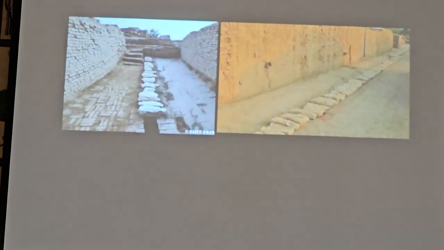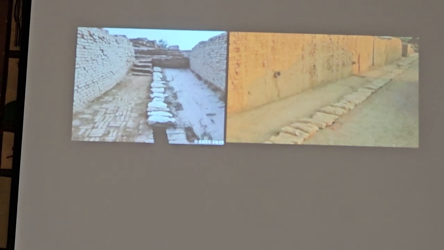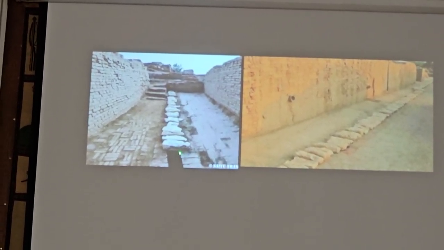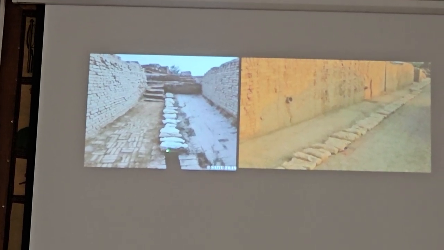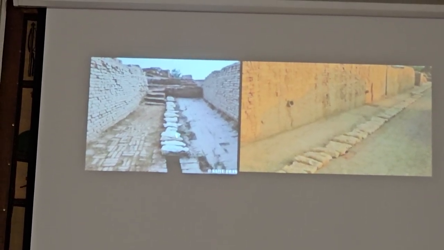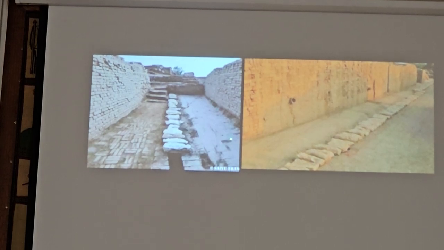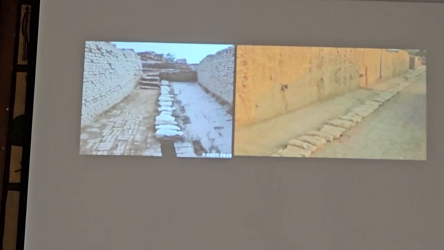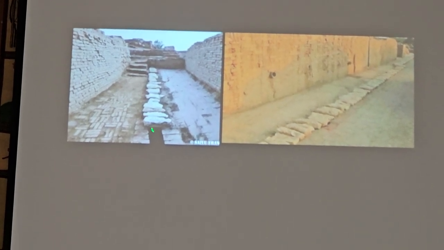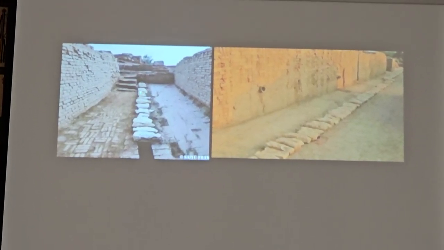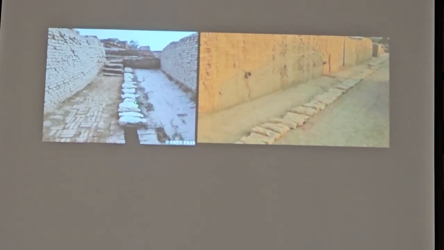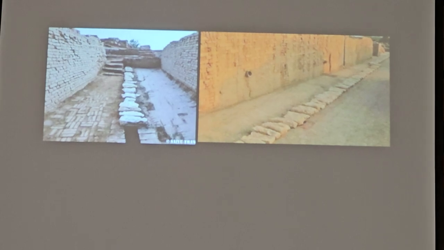The next unique feature of the Indus Valley is the covered drain, right? This is a large drain which is constructed either in the center of the main street or sometimes on both sides of the main street and the side lanes. These drains are covered with such large blocks. It means that the civic system was very strong at that time.